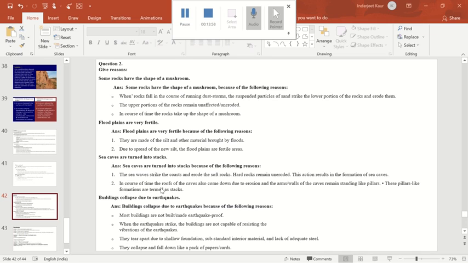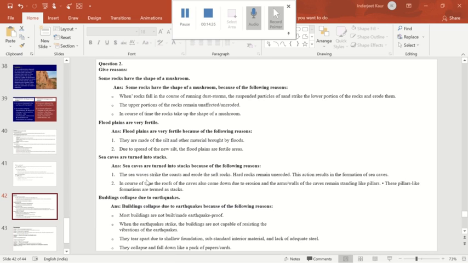In course of time, after a few years, the roof of the cave also comes down due to erosion. Now, sea waves are further eroding that hard rock also, but because the soft part is already eroded, and because of the gravitational pull and the pressure from the upper hard rock, the roof of the cave comes down and the arms or the walls of the cave remain standing like pillars.